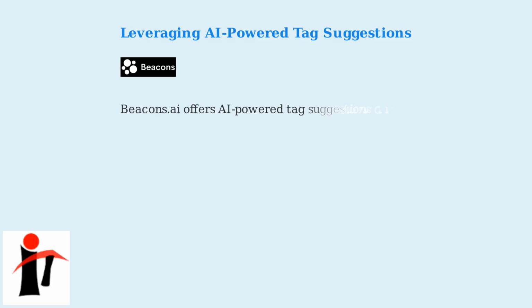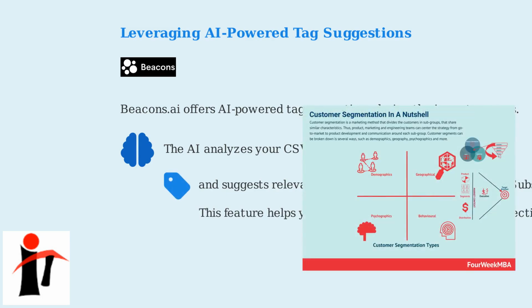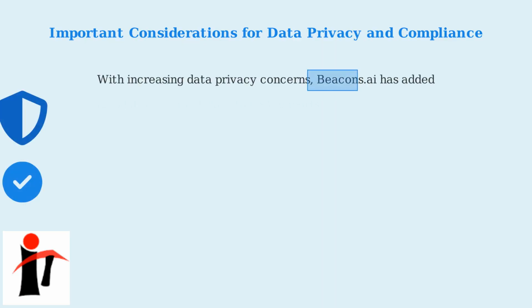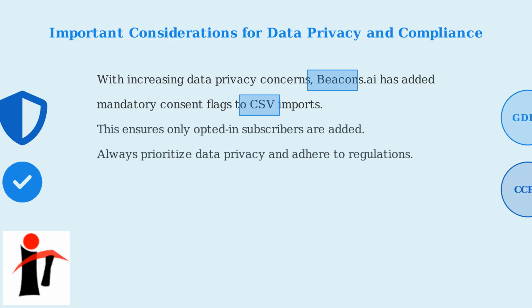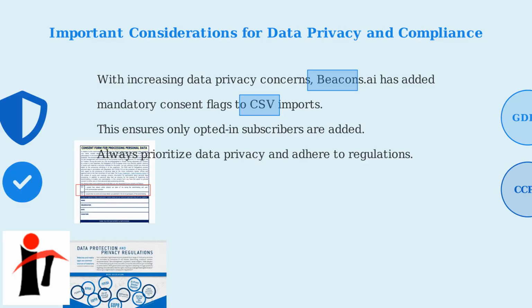Beacons.ai offers AI-powered tag suggestions during the import process. The AI analyzes your CSV data and suggests relevant tags, such as VIP or newsletter subscribers. This feature helps you segment your subscribers more effectively and personalize your outreach. With increasing data privacy concerns, Beacons.ai has added mandatory consent flags to CSV imports. This ensures that you only add subscribers who have opted in to receive communications. Always prioritize data privacy and adhere to relevant regulations when importing subscriber lists.